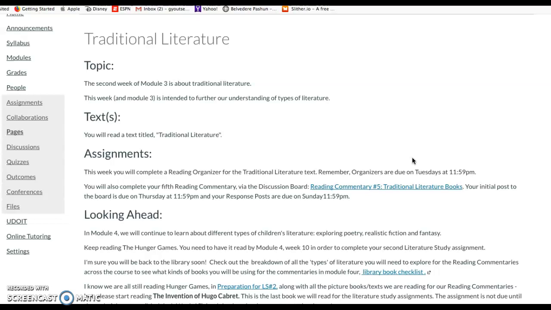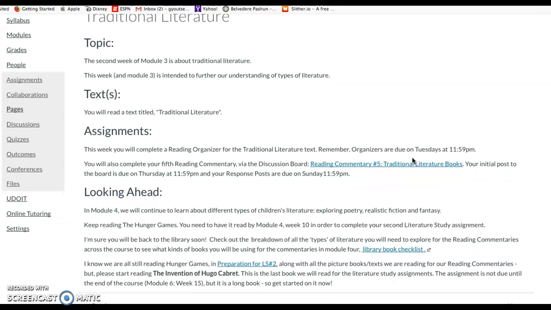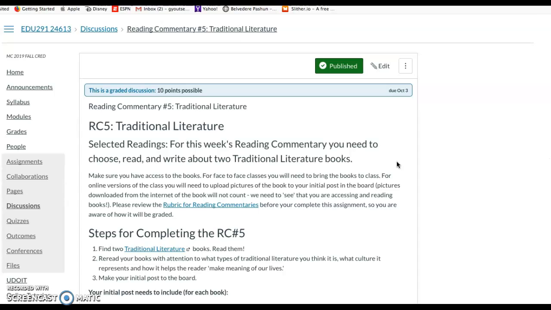Once you have completed your reading organizer, then the only other thing left for this week is to do your reading commentary number 5 on traditional literature books. So let's take a look and see what this reading commentary is all about.